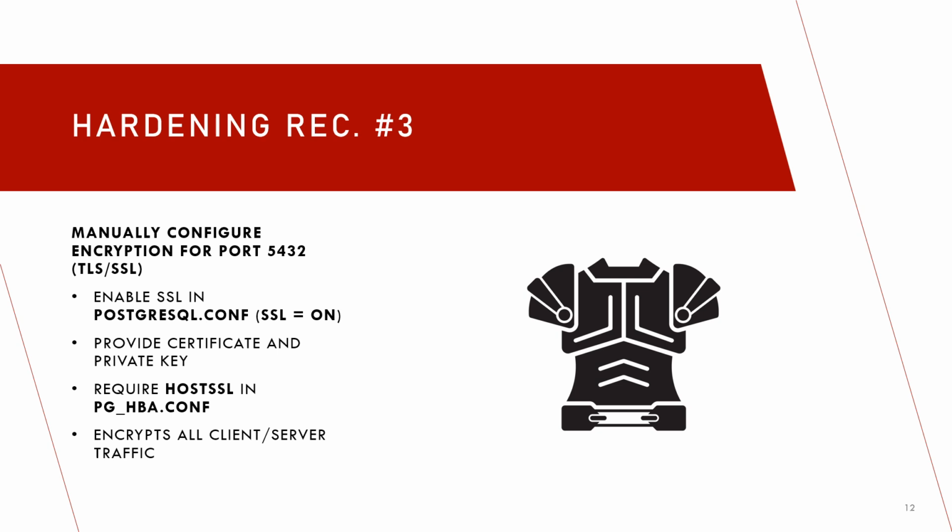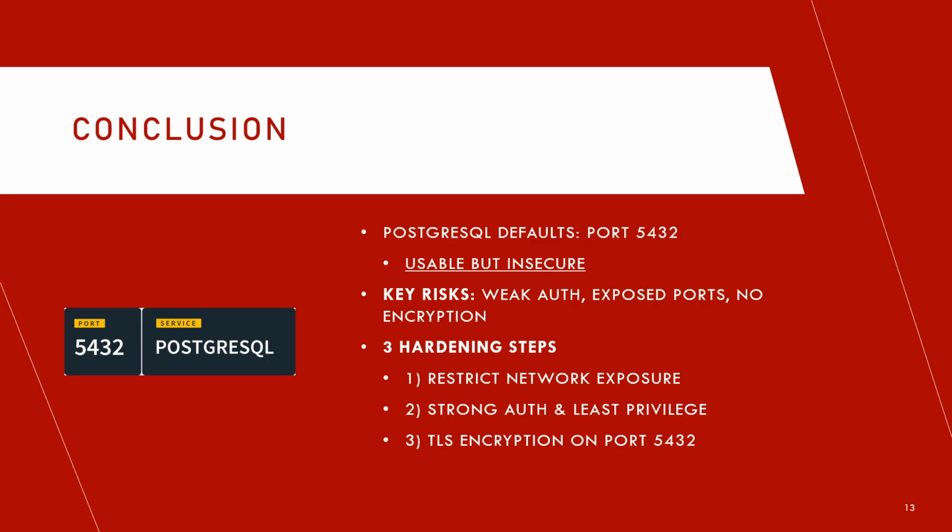And then finally, in the pg_hba configuration, set connections to require SSL by using hostssl, and that forces all traffic to be encrypted. So once TLS is turned on, passwords, queries, and results are all protected in transit, just like HTTPS protects web traffic. So to summarize all the technical stuff we went over, PostgreSQL works well out of the box, but it isn't secure by default. So it runs on port 5432, which is often open to the internet, uses weak or no authentication, and doesn't encrypt its connections.